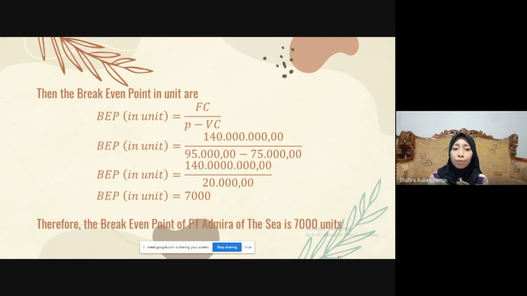Then the break-even point in units we calculate using the formula fixed cost over price in selling minus variable cost. Then we input the data, so we get the BEP in unit equals 114 million rupiah over 95,000 rupiah minus 75,000 rupiah. Therefore, we get the BEP of PT Admira of the Sea is about 7,000 units.